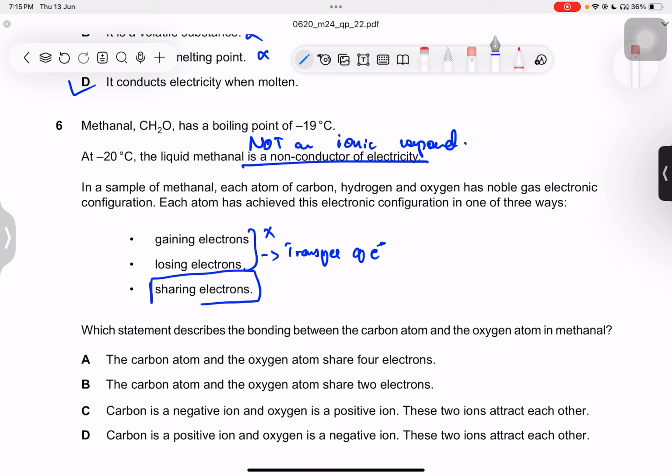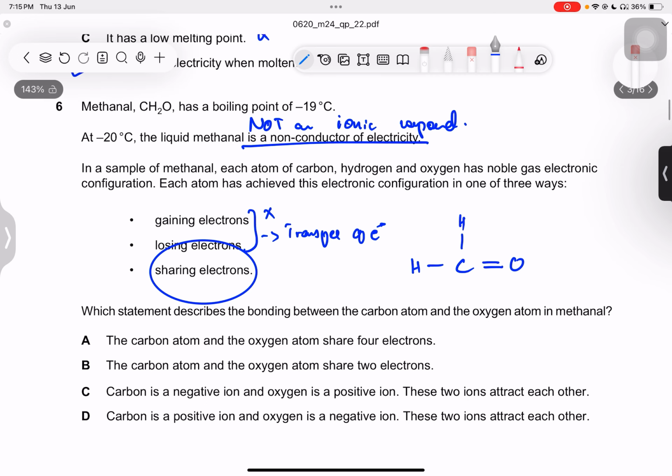Only sharing of electrons takes place between the atoms. So the structure should be CH2 and O. We are still left with one unpaired electron on carbon, so there should be a double bond to have a full noble gas electronic configuration for carbon and oxygen as well, because both of them need to make a double bond. So this is the structure.